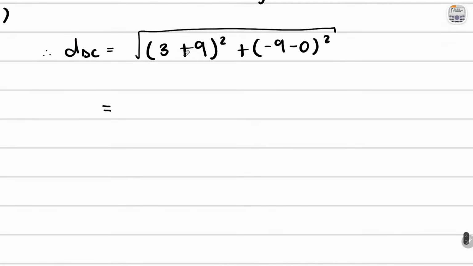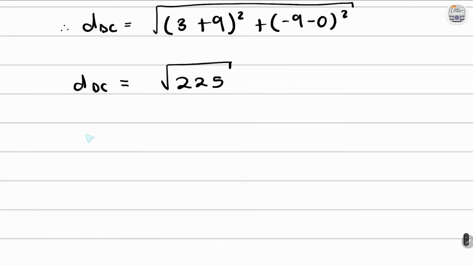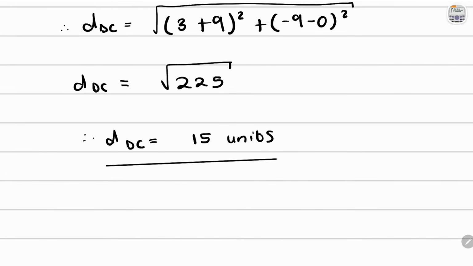So this is equal to 12, because 3 plus 9 is 12. So 12 squared is 144. -9 minus 0 is -9, squared is 81. If you add these two together, 144 plus 81 gives you 225. The square root of 225 is 15. So the distance of DC is equal to 15 units.